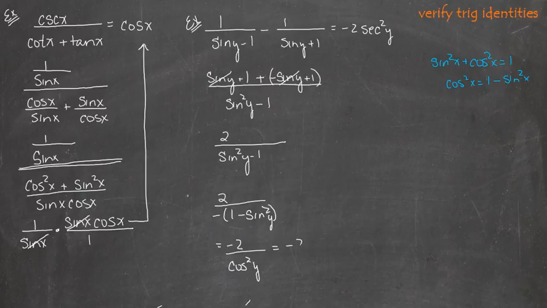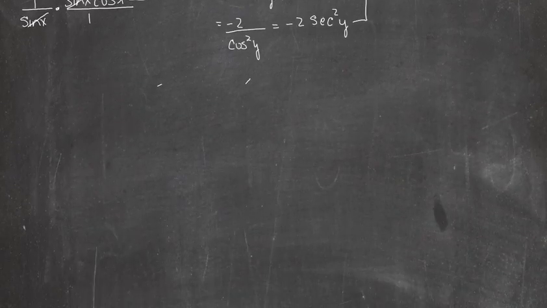But that's negative 2 secant squared of y. I have proven my identity. So I think I'm just going to keep going till I run out of time, because the truth is, when you're learning identities, the more examples you can see, the better.